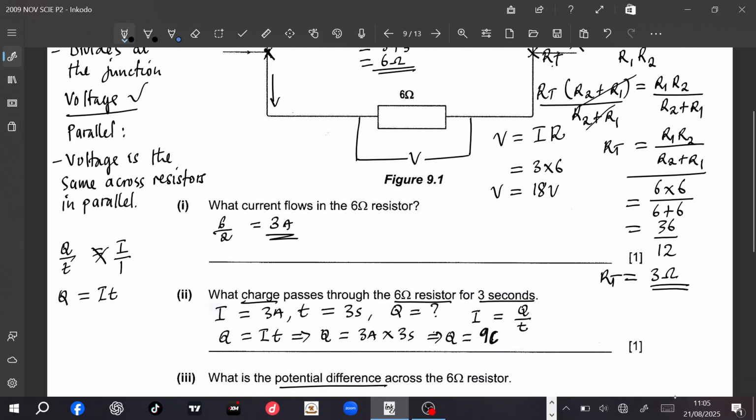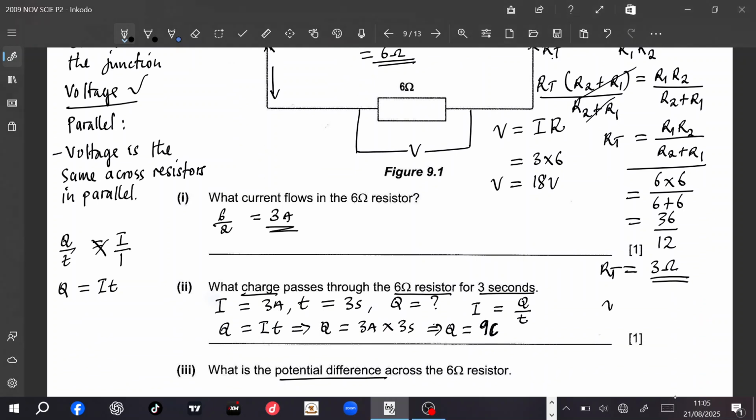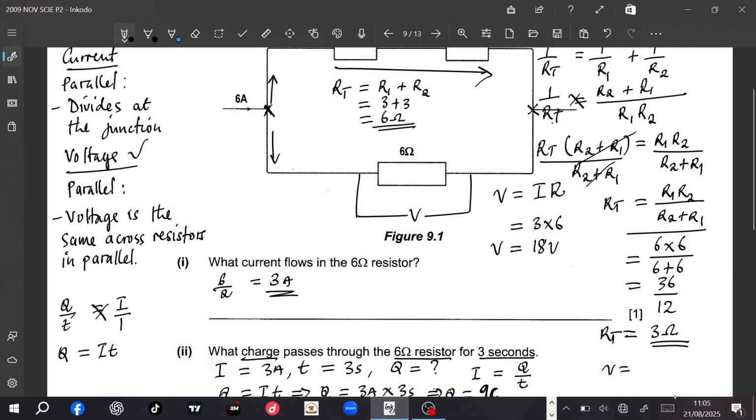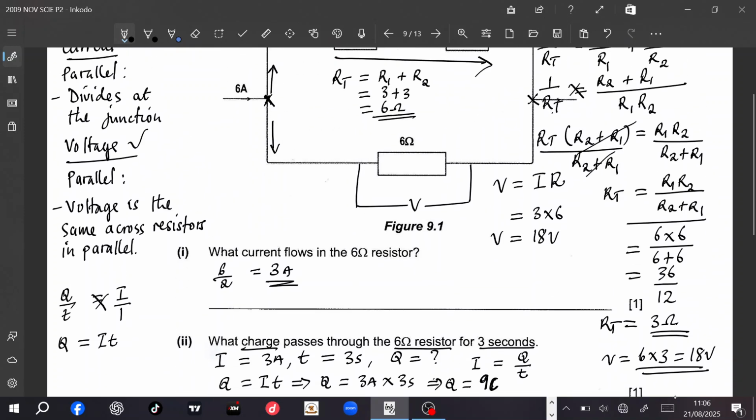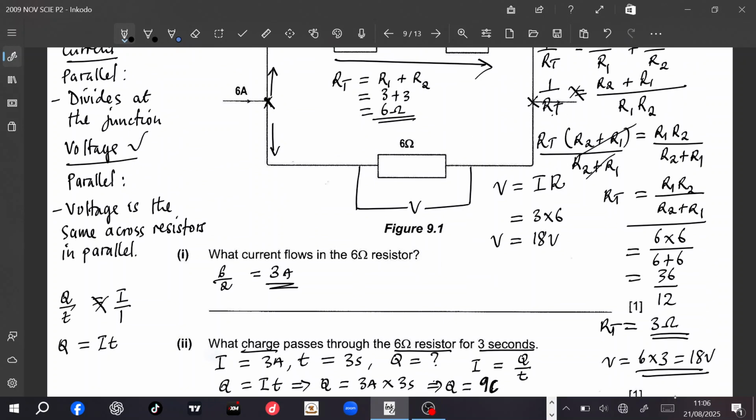If we were to find the total voltage now, it will be equal to current, which is 6, times total resistance 3. The answer is 18 volts, just as we found here already. So as long as you know the current and the resistor, it is easy to calculate voltage.